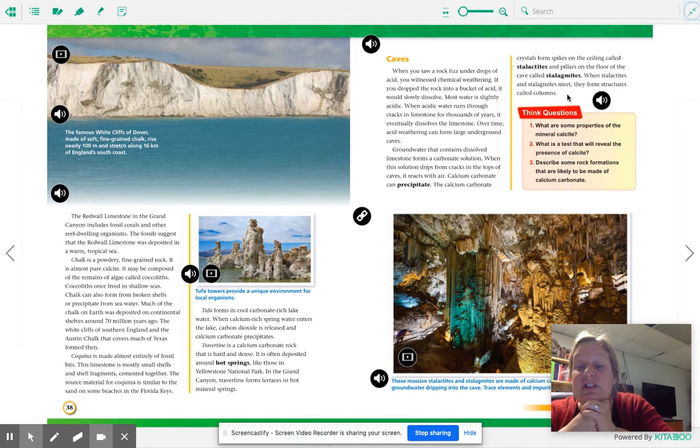So guys, that's our lesson about limestone: how limestone is formed, what types of limestone there are, and the limestone caves. Most of our cave structures are made of limestone.